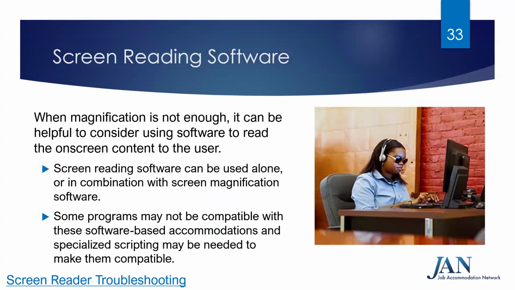Next slide, please. For some people, magnification alone may not address their disability-related needs. For others, no amount of magnification is going to help. In those situations, it may be helpful to consider screen reading software as an accommodation. A popular example of screen reading software would be JAWS. These programs will read aloud text and other items on the screen for the user. Individuals who are blind may find software like this very helpful. Keep in mind that there may be some compatibility issues with software like this. If you encounter that, specialized scripting might be needed to bridge the gap and make the screen reader work well with the program that the worker is using.